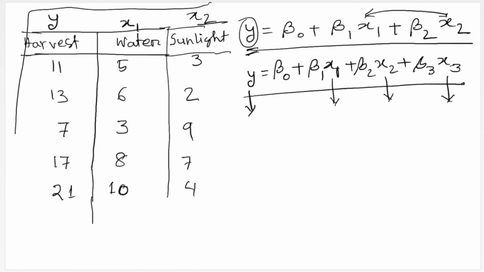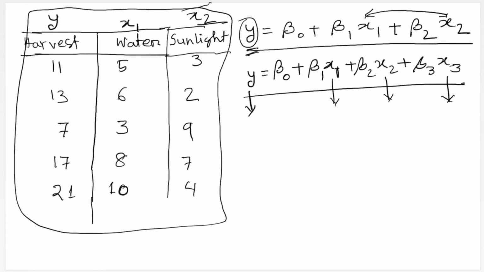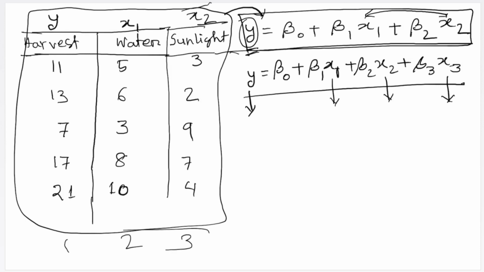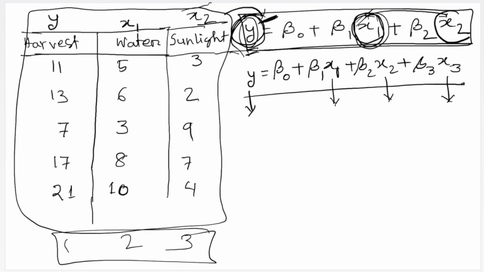This particular dataset is actually represented by this equation, because here we have 1, 2, 3 columns, and here we have 3 variables. One is the dependent variable, and the other one is one independent variable, which is the water amount, and the other one is the sunlight amount, which is the second independent variable.